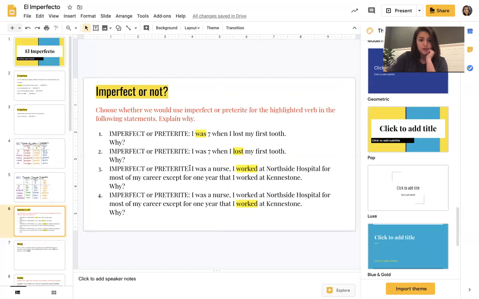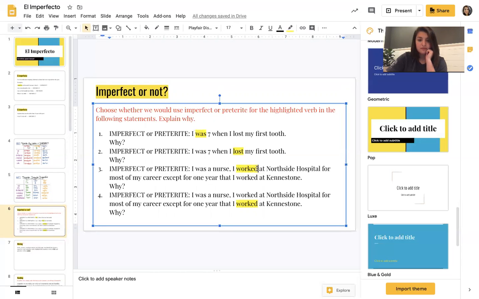Next one, number 3. I was a nurse. I worked at Northside Hospital for most of my career, except for 1 year that I worked at Keystone. The word worked, the first one, imperfect or preterite. If I was writing all of this in Spanish, for that first word, worked, I would use the imperfect because it was an ongoing thing. For most of my career, I worked at Northside Hospital. I was not talking about the one time that I worked at Northside Hospital.